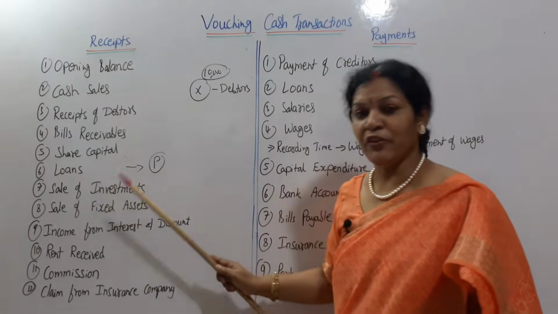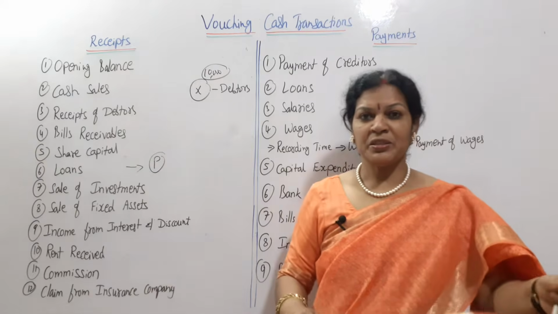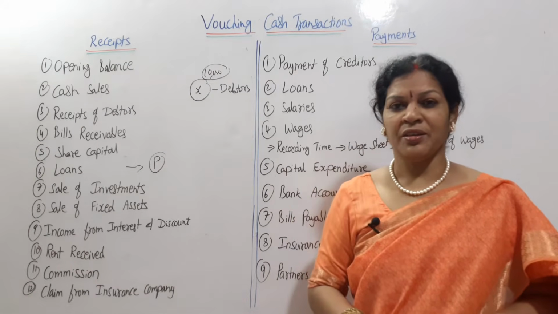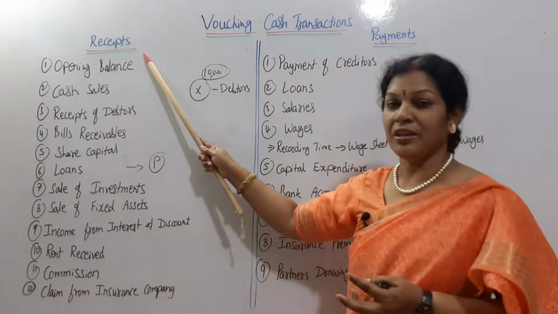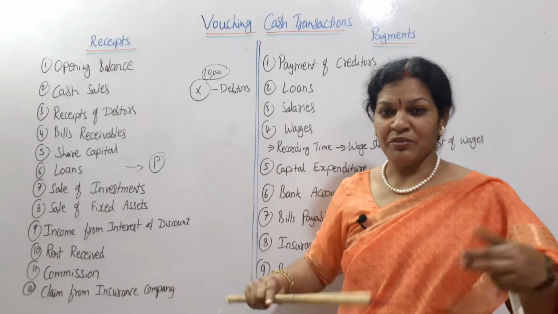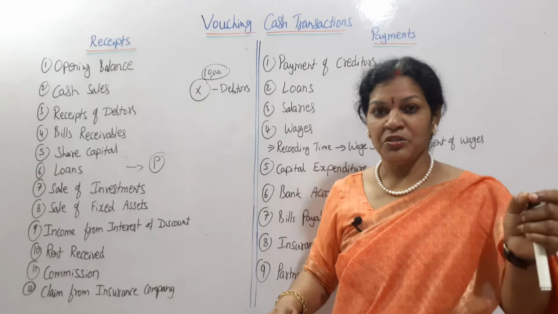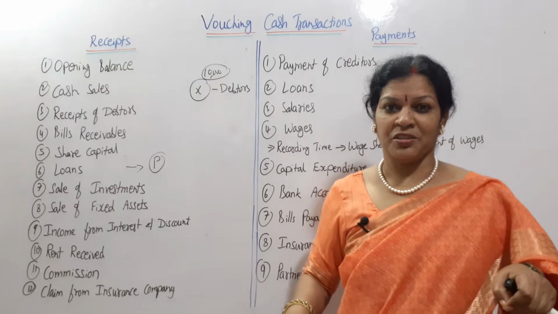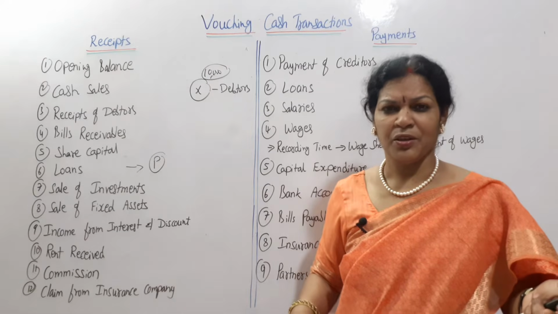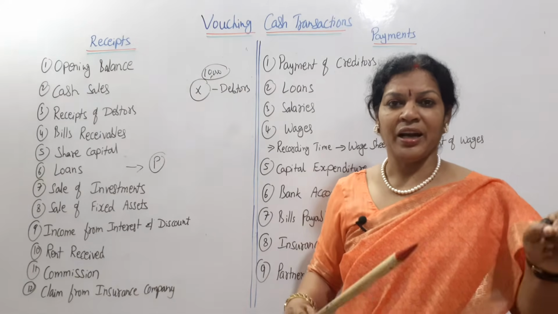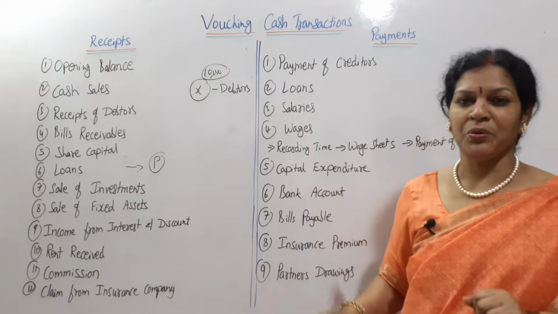In the same way, sale of investments. Sometimes they will be selling investments. Whenever we are selling an investment, that's income you are getting on the receipt side. When you are selling investments, you need to check the investments register. How many investments we have, how much we are selling, to whom we are selling it. That data you have to check. Through that you can go for the vouching.